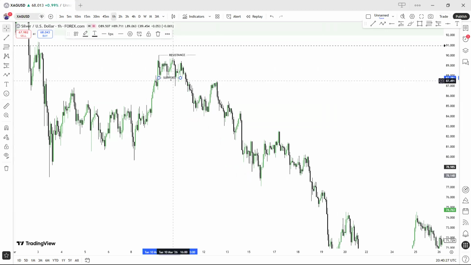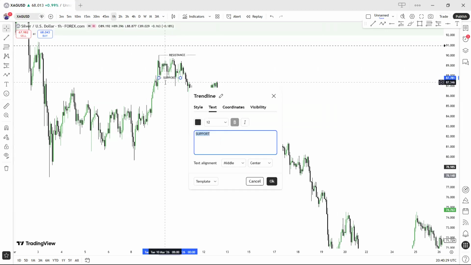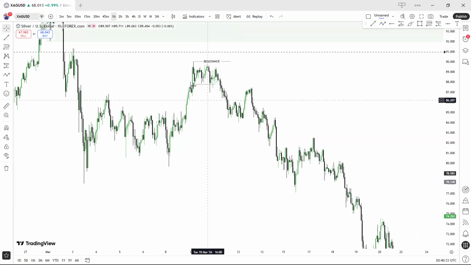Let me clean the text. Look at the support very well. It took out the support severally. You see, this was the support. Took it out, took it out. So it was not respecting support, which gave you the direction that it wants to go. It wants to go down.